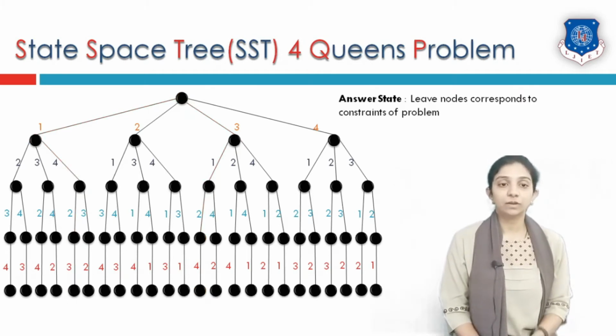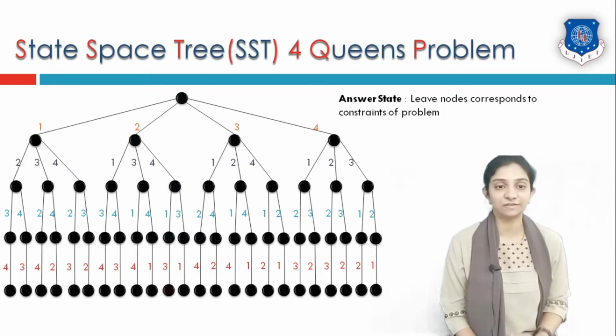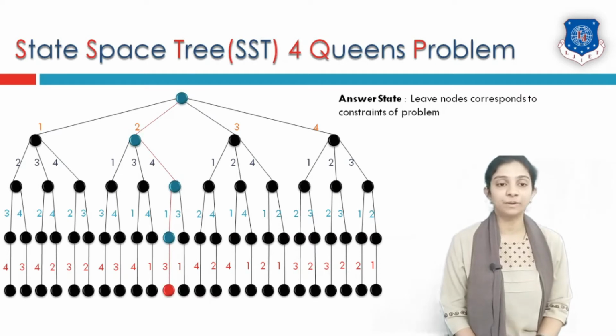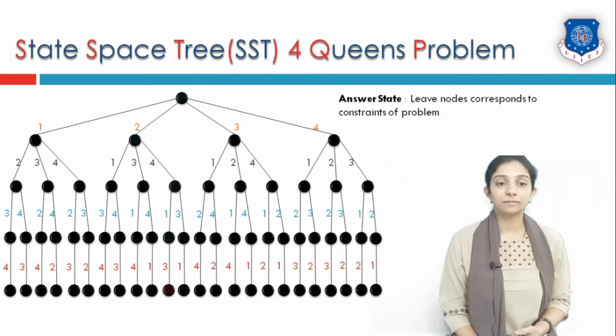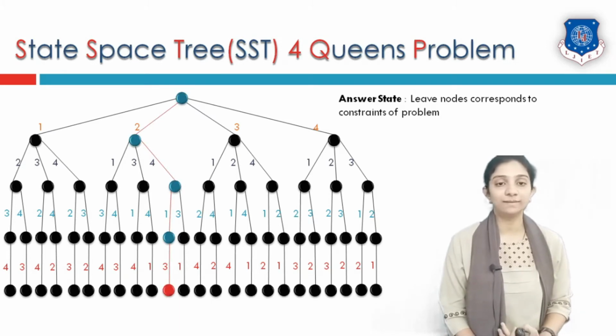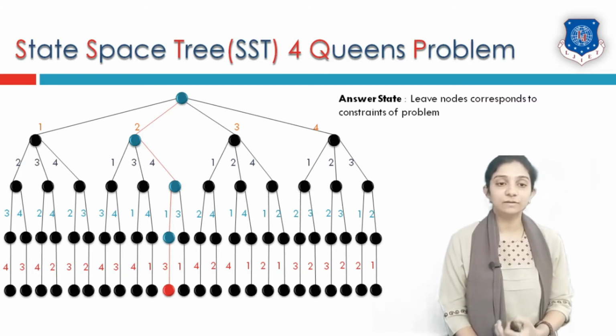Answer state. Those leaf node which corresponds to the constraint of a problem or which gives feasible solution of a problem is called as answer state. Say for example, path which includes these highlighted nodes which generates a solution 2, 4, 1, 3, which is one of the feasible solution of 4 queens problem. So this particular path or this particular leaf node is called as answer state.